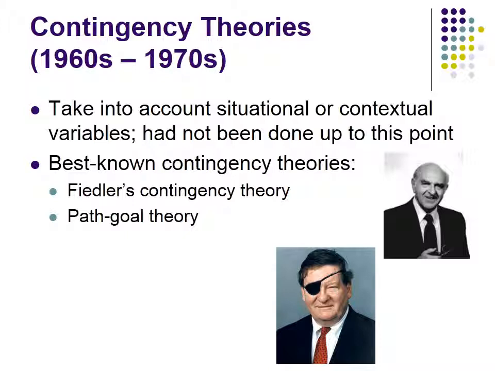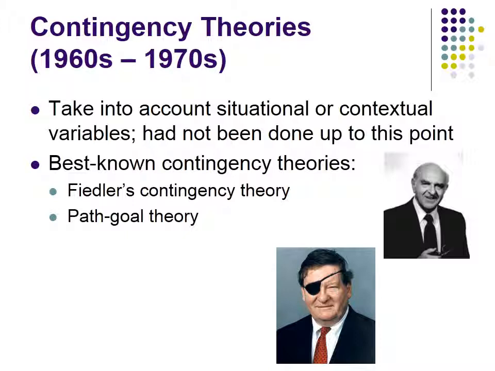So all the focus on leadership until the contingency theories was simply either the traits or the behaviors of the leaders. The best known contingency theories that are still somewhat supported and used today are Fiedler's contingency theory, and then House's path-goal theory. I think path-goal theory also gets the award of being designed by probably one of the coolest looking IO psychologists. An eye patch always adds a little bit of authenticity, I think, to the ruggedness of an industrial organizational psychologist. So we're going to talk about Fiedler's contingency theory first.